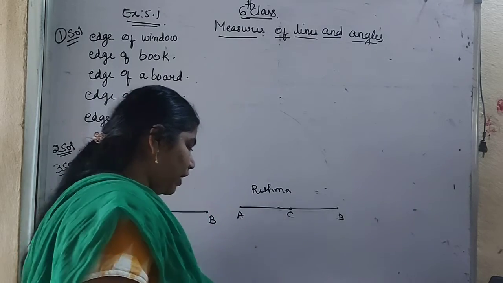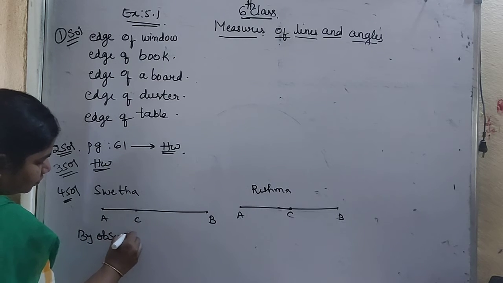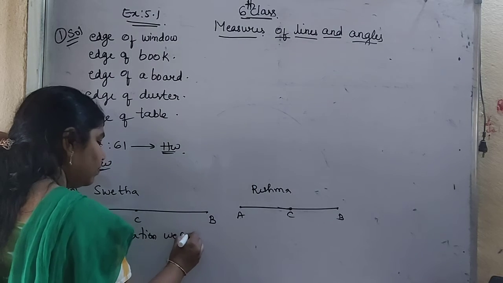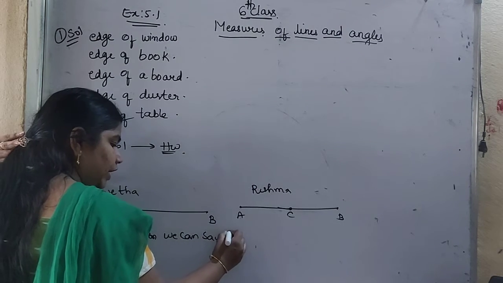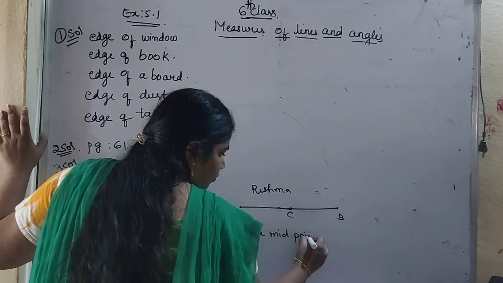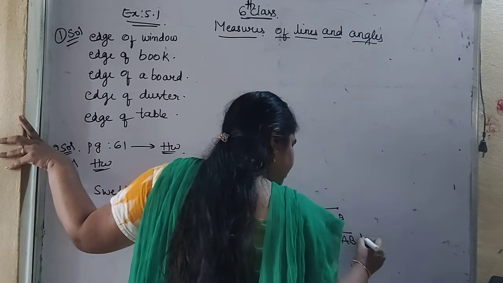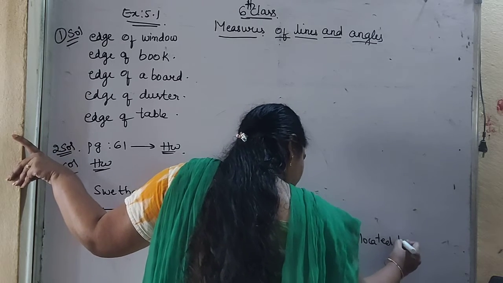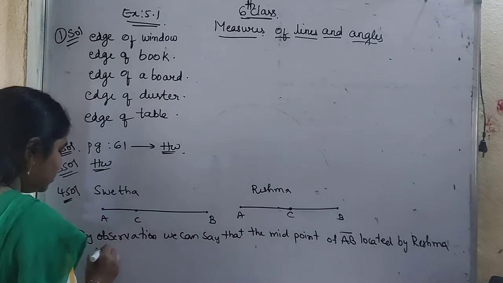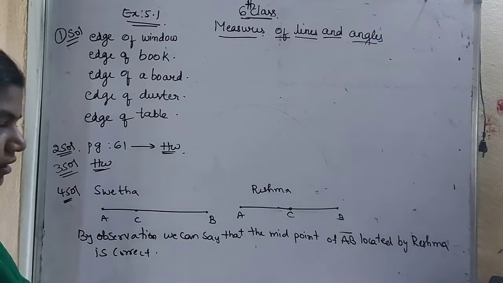So this is the correct location. So here now what we will write? By observation we can say that the midpoint of AB line segment located by Reshma is correct. So they told to measure AC and CB.